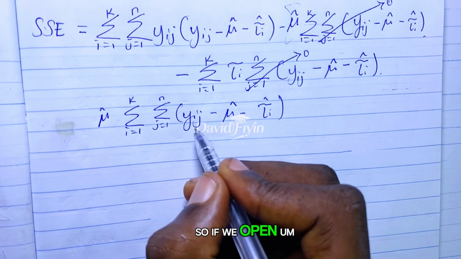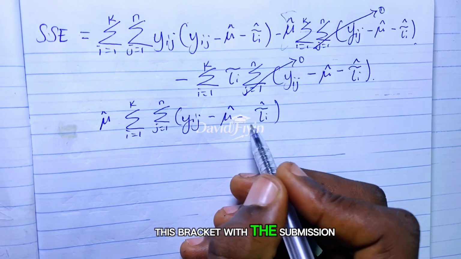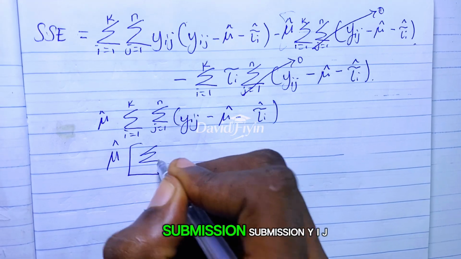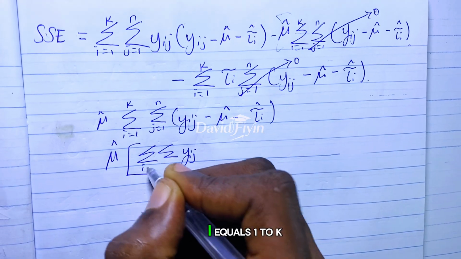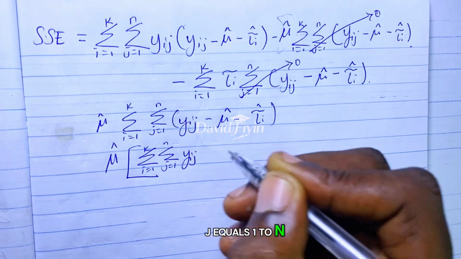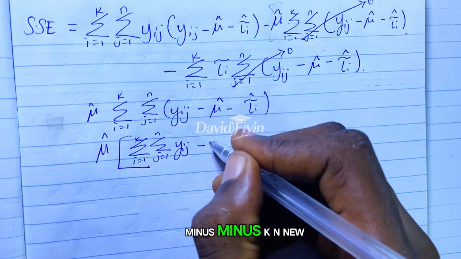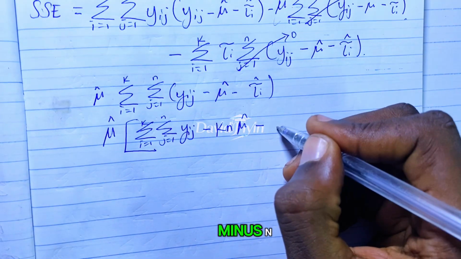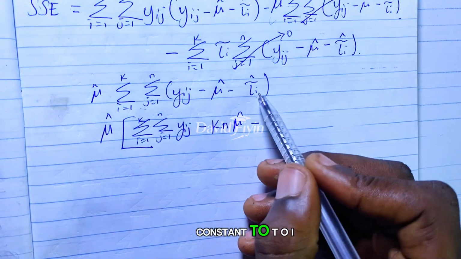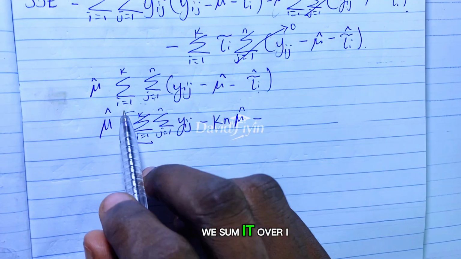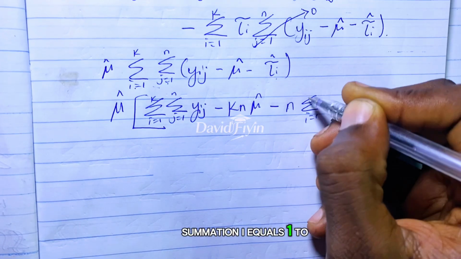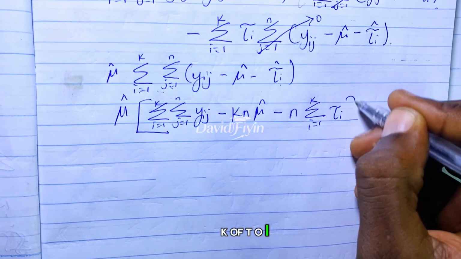So if we open this bracket with the summation, we are going to have mu into brackets summation Yij, i equals 1 to k, j equals 1 to n, minus kn mu minus. n is constant to tau i, j is constant to tau i, so we cannot sum tau i over j. We sum it over i, which yields 0. So we are going to have n summation i equals 1 to k of tau i.